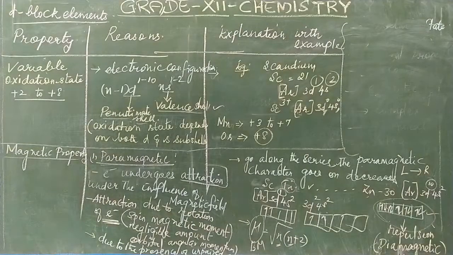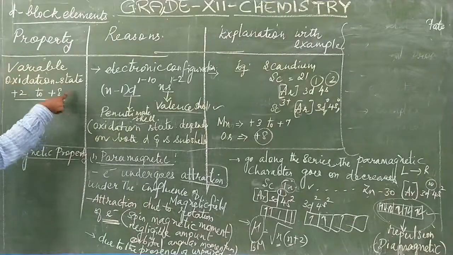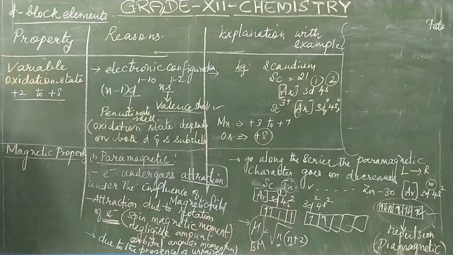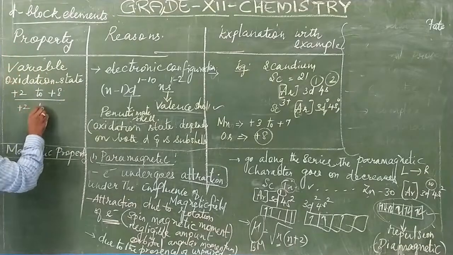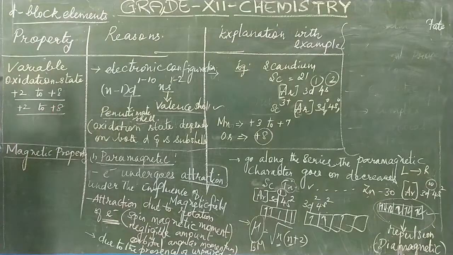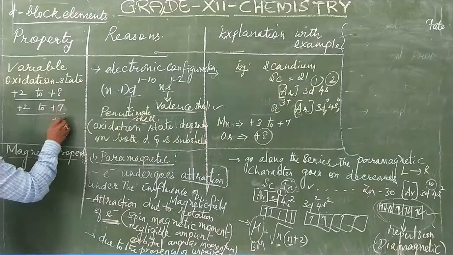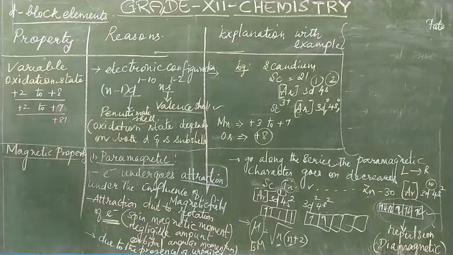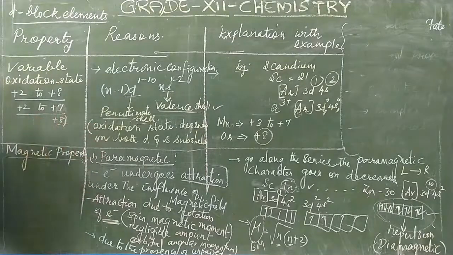Variable oxidation state: d block elements possess variable oxidation states. The oxidation state differs from +2 to +8. Even a metal will possess what? D block elements will possess all the oxidation numbers from +2 up to +8, maybe previous class I wrote it for manganese, isn't it? Manganese goes up to +7, and osmium goes up to +8, in the 4d series. So up to 8.